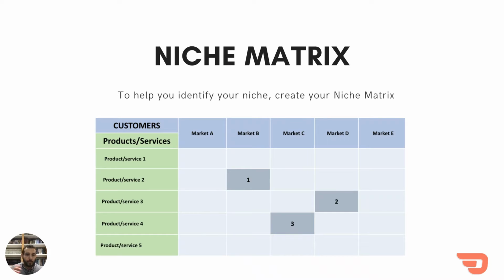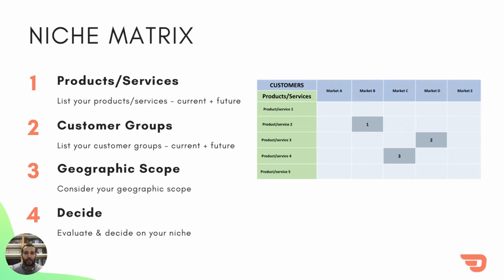To help you make these strategic choices, I'm going to get you to fill out what we call your niche matrix, which you can find on the second tab of your strategic planning template. And it looks a bit like this. Let's explore it in a bit of detail together. So you'll see, to complete your niche matrix, you'll have to work through 4 key steps.